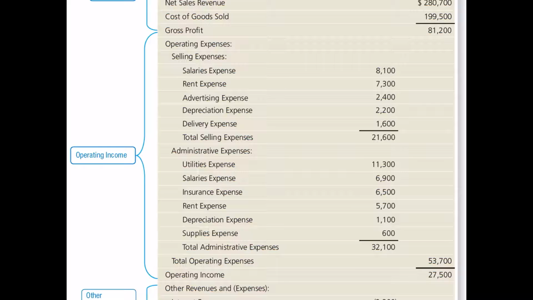After we have these two categories, we add them together to come up with our total operating expenses. We take that number and subtract it from our gross profit to get our operating income. This is the number that tells us how much money we have made just from operating our business.